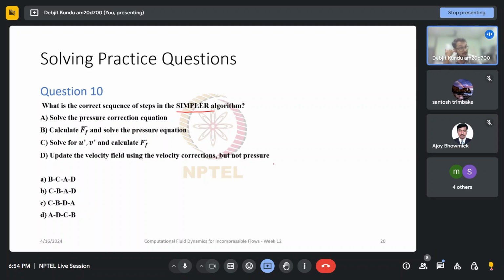Once again, we have some possible combinations here. Option A, BCAD; option B, CBAD; option C, CBDA; and option D, ADCB. So take your time, read these steps correctly and arrange them in the correct order.